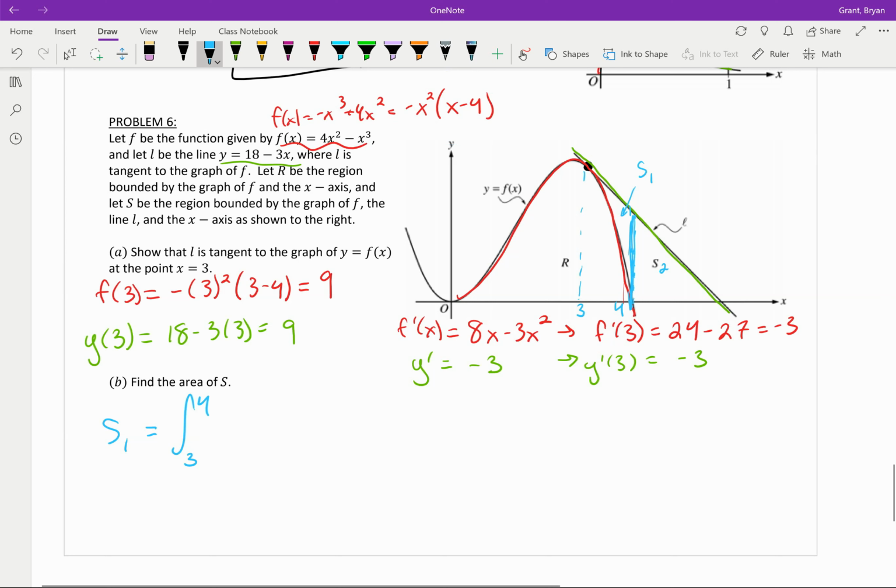My top function is the green one. That's my 18 minus 3x. And my bottom function, well, that's the red one. And the red one I'm just going to call f of x to save some time, dx. That's my first area.